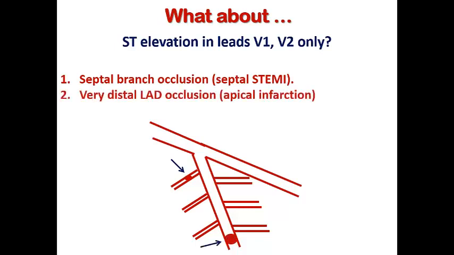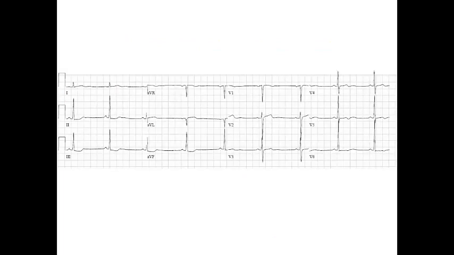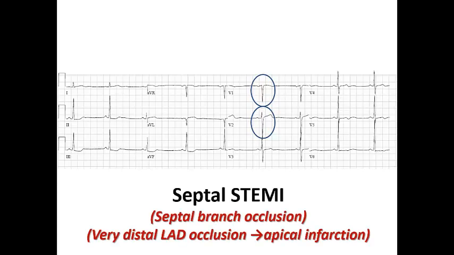And sometimes very distal LAD occlusion, distal to most of the diagonals and septal perforators, may result in apical infarction with only ST elevation in V1 and V2. See, these are two possibilities for ST elevation only in V1 and V2. Here is an example of an ECG that the patient is having ST elevation only in V1 and V2, and so in this patient, I can suspect septal branch occlusion or very distal LAD occlusion with apical infarction.